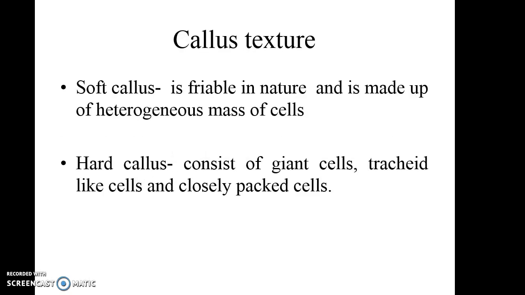There are two types of callus texture: soft callus, which is also called friable callus, and the other is hard callus. Hard callus is also known as compact callus. Soft callus is friable in nature and made up of a heterogeneous mass of cells. And hard callus or compact callus consists of giant cells, tracheid cells, and those are closely packed cells. And friable callus is also used for suspension culture.